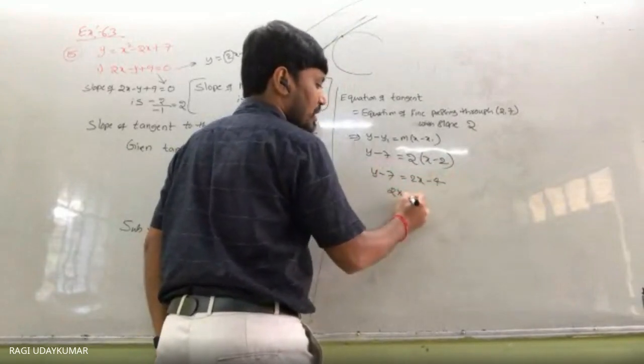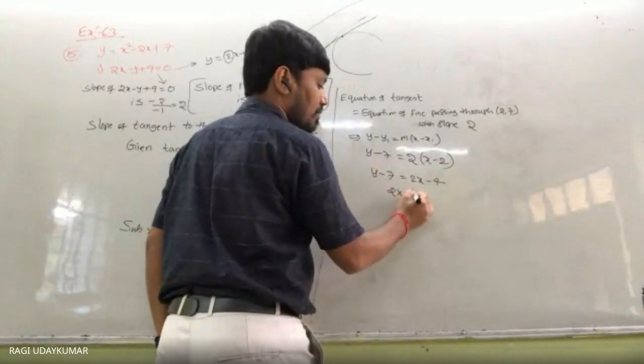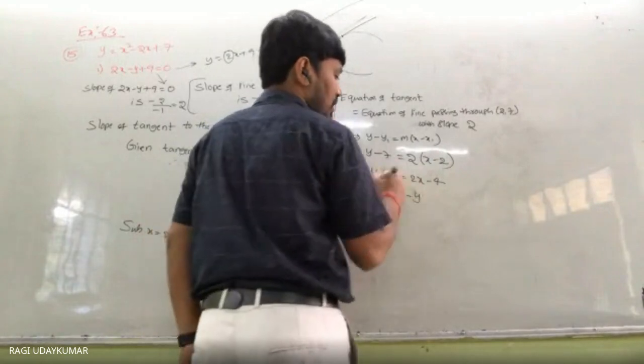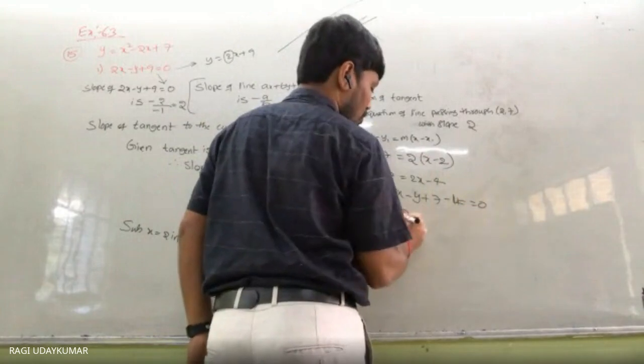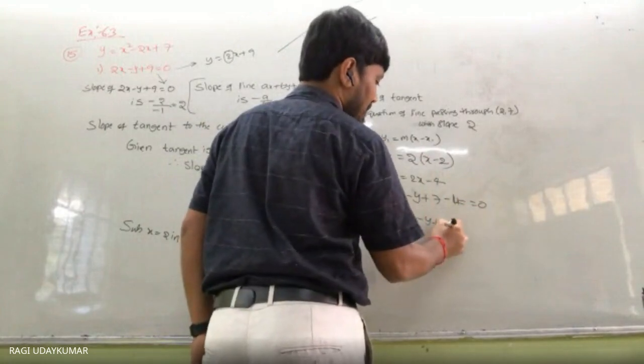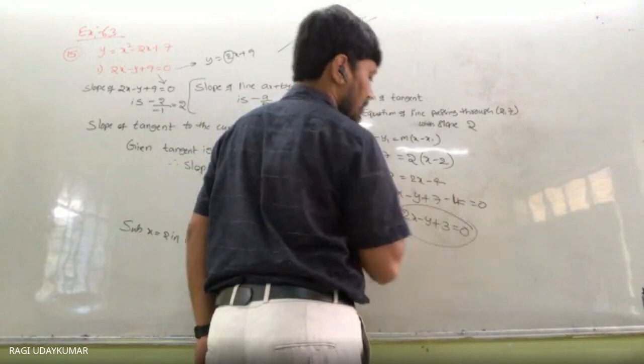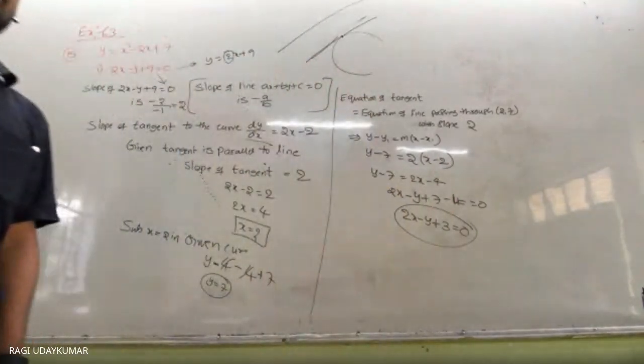So we are going to get 2x minus y plus 7 minus 4 is equals to 0. 2x minus y plus 3 is equals to 0. This is the equation of the tangent.